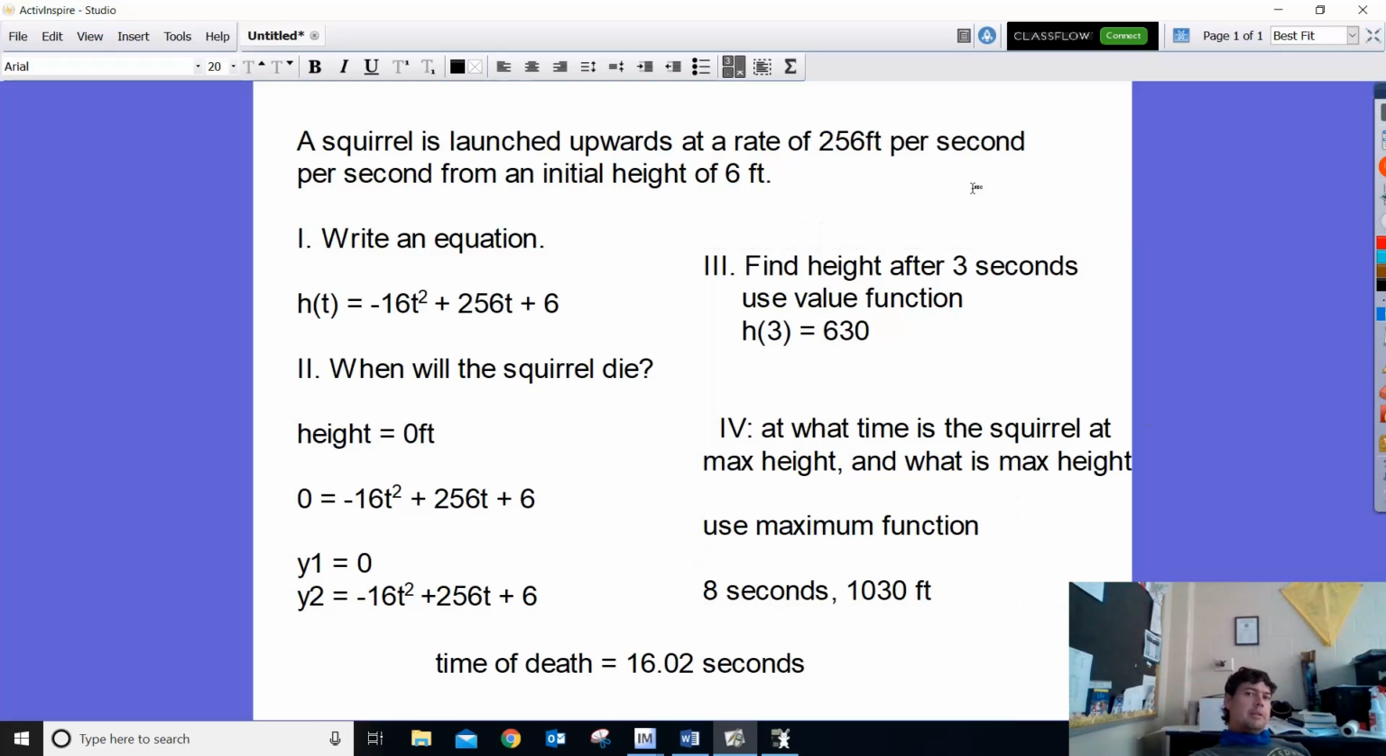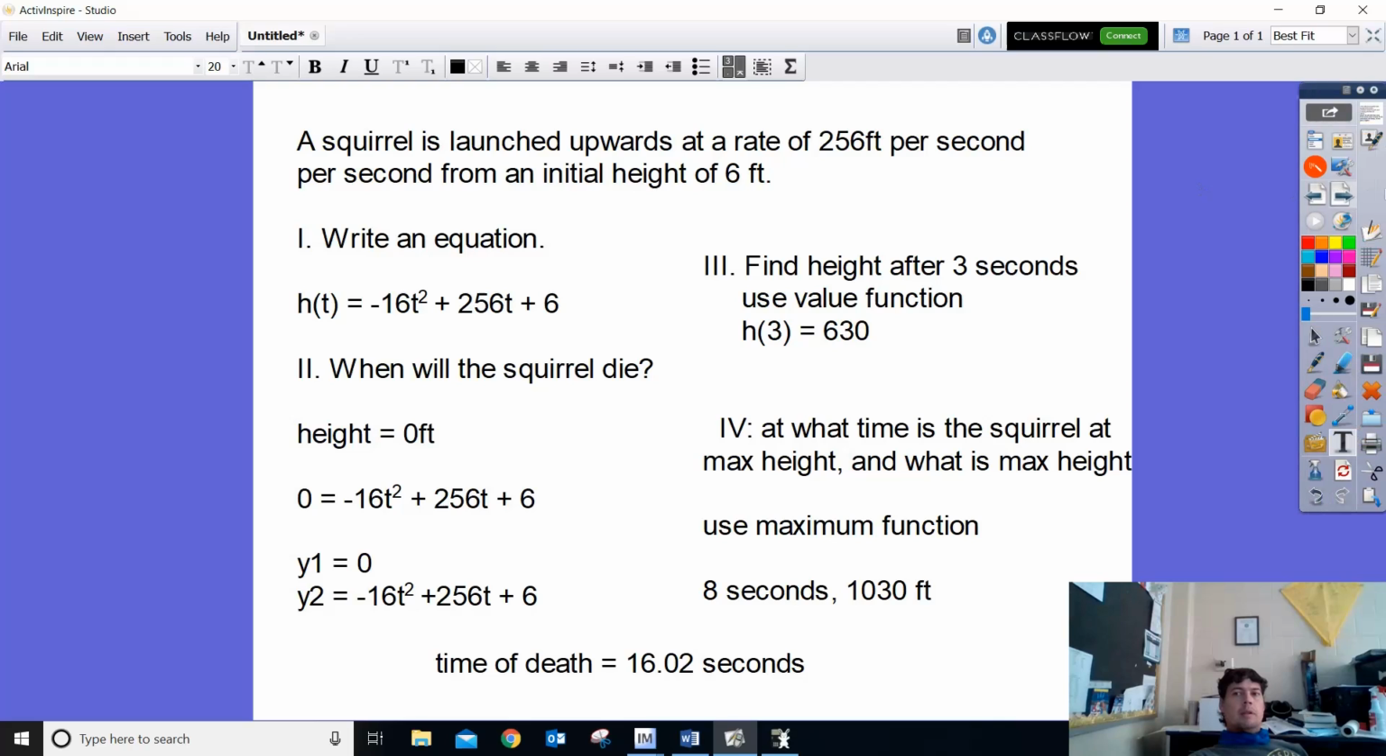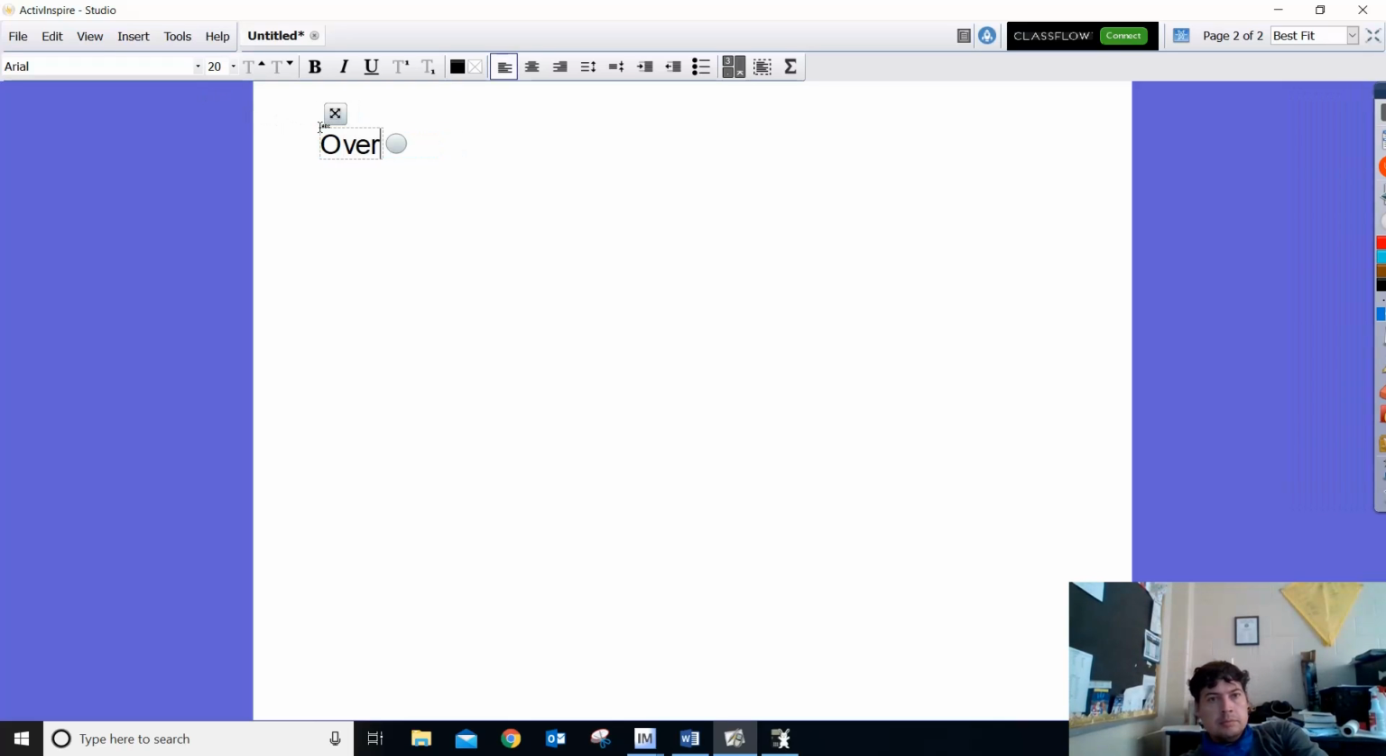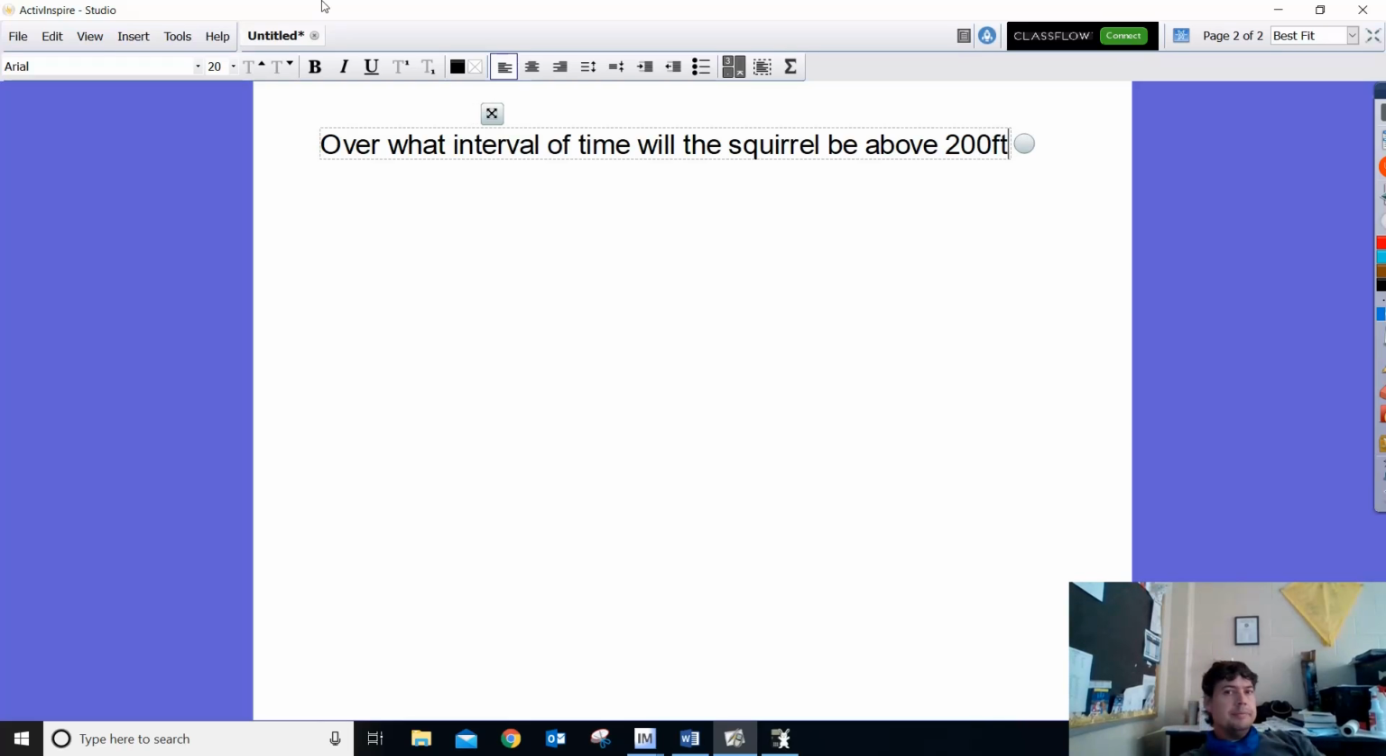Now, the last thing we're going to do with this squirrel question is about intervals. Over what interval of time will the squirrel be above 200 feet?